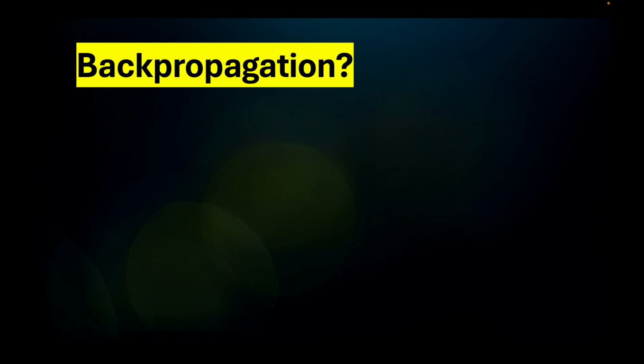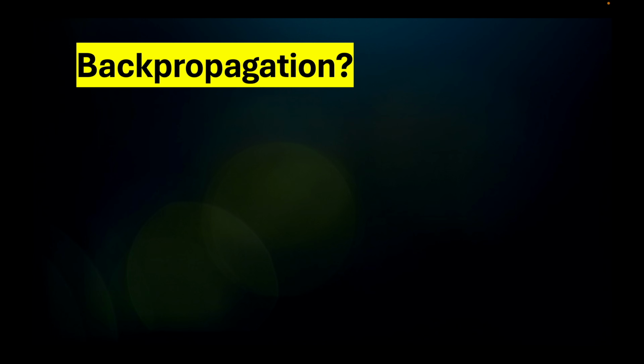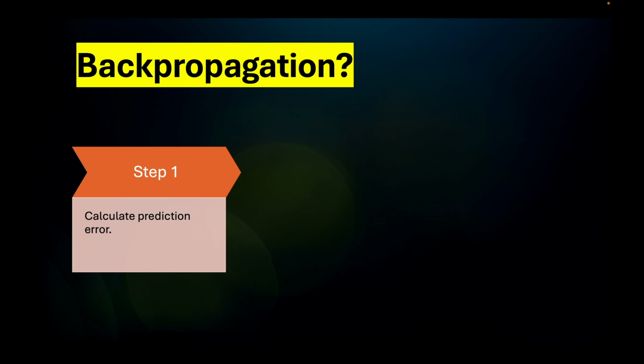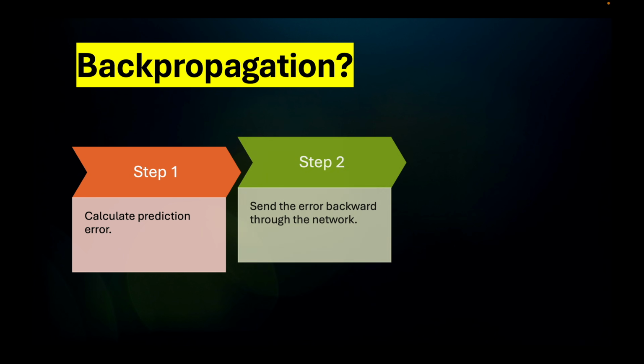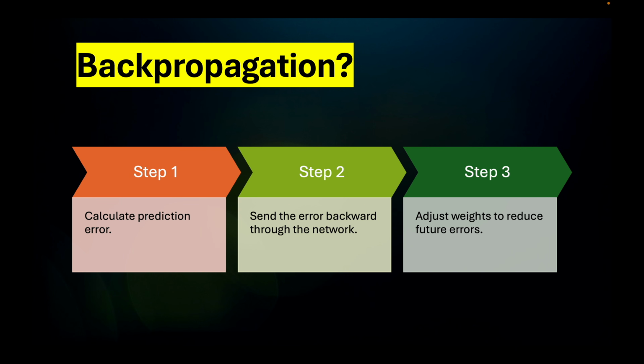Next we have backpropagation. Backpropagation is the process of sending the prediction error backward through the neural network and updating the weights so that the future predictions become more accurate. In other words, backpropagation is how a neural network learns from its mistakes. The steps here are: step 1, we calculate the prediction error; step 2, we send the error backward through the network; and step 3, we adjust the weights to reduce the future errors.